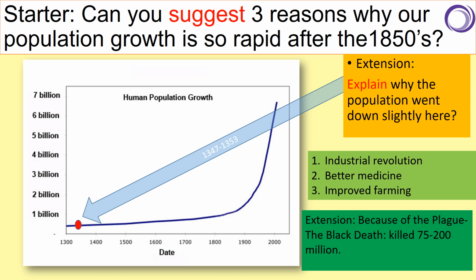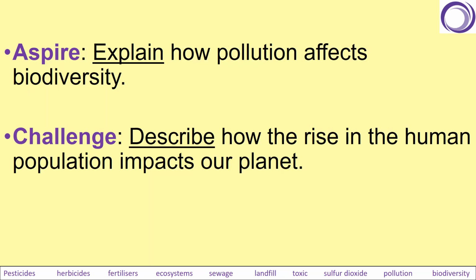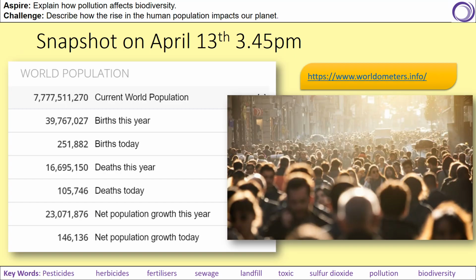How did you do? Here's the learning outcomes for this lesson. The challenge is to describe how the rise in the human population impacts our planet. And the aspire is to explain how pollution affects biodiversity. This is a snapshot of our world population on April the 13th at 3:45. It's taken from the Worldometer's website that you can see on this slide.